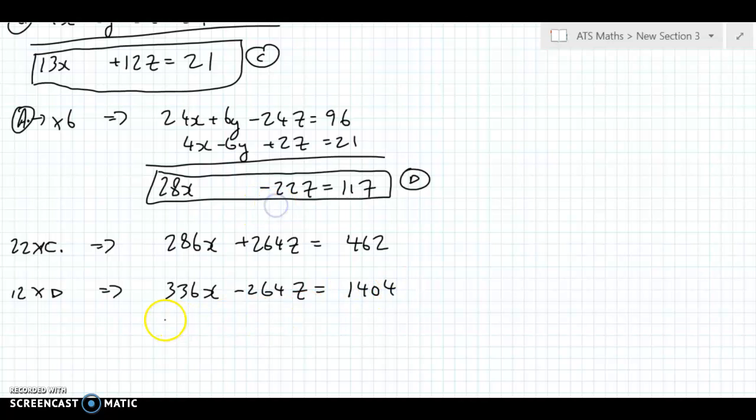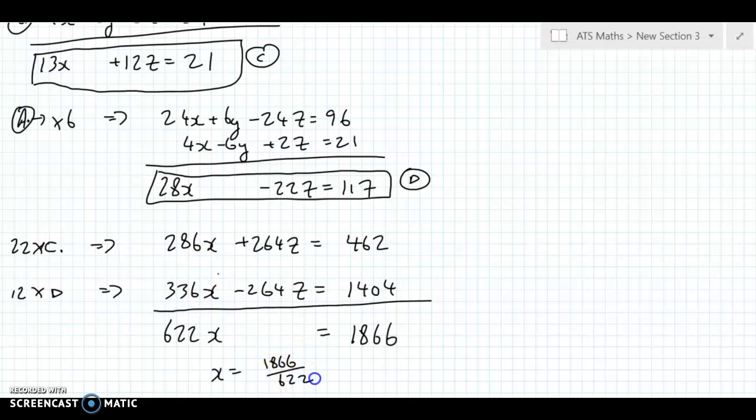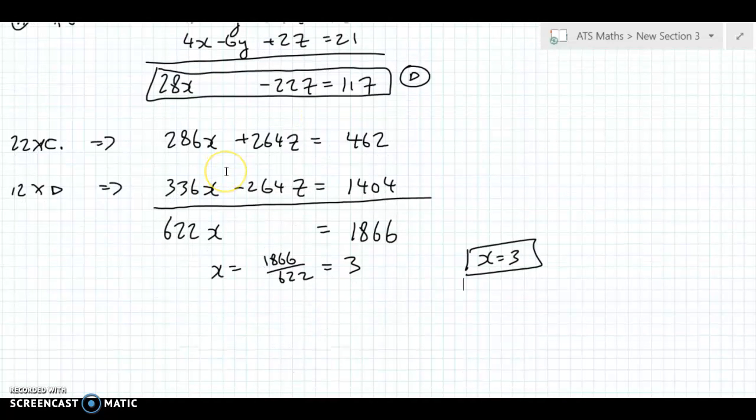And then we're going to add those guys together. And that's going to give us 622x equals, and the sum of those two there is going to be 1866, and so x is going to be 1866 divided by 622, and that comes out to be 3. So x equals 3.